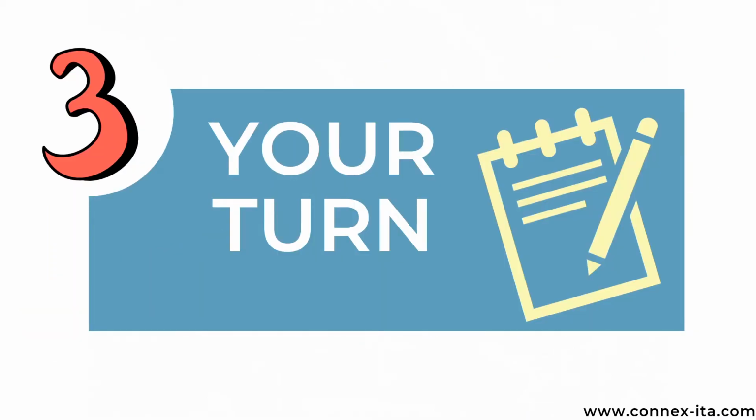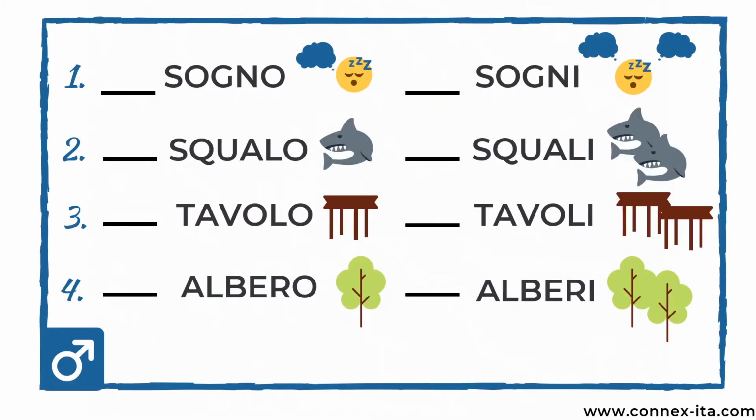Okay, and now it's your turn. Grab a piece of paper because I'm gonna show you a list of words and you'll need to guess the article. Ready? Let's go. To make it a bit easier, let's start with the masculine gender. On the left, you have the word in the singular, and on the right, the plural. You need to pick the right article for both of them. In the meantime, I'll read it for you.